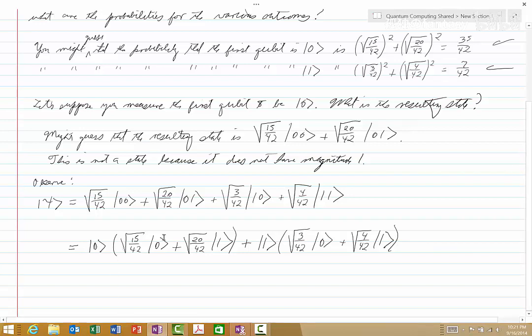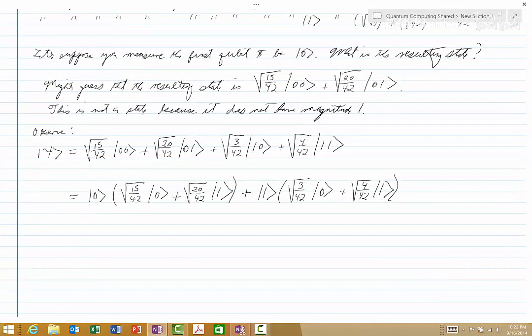Now, this is all set up so that you can see if we measured 0 for the first qubit, then the resulting state should be somehow related to this, but with some kind of a normalization factor. And likewise, if we measured the first qubit to be 1, then the resulting state should be this, but again, with some kind of a normalization factor built in. And so the way that we get this normalization factor is the following.